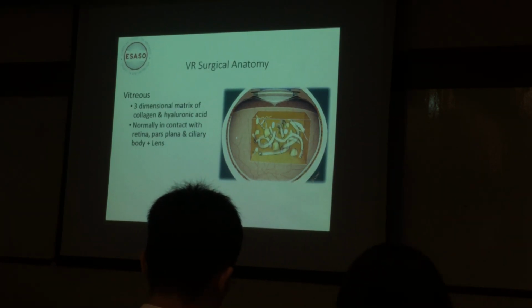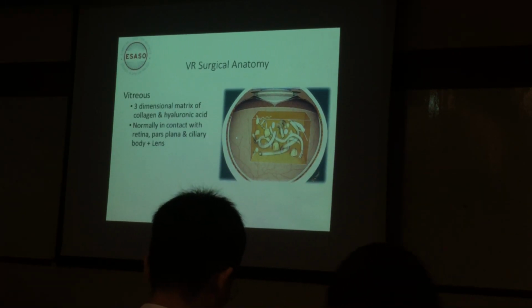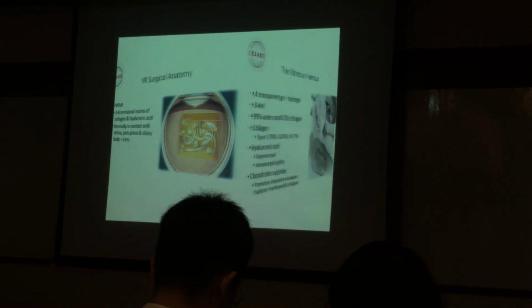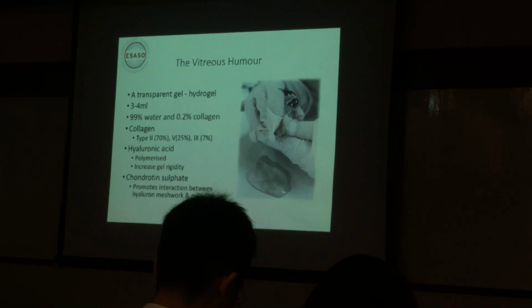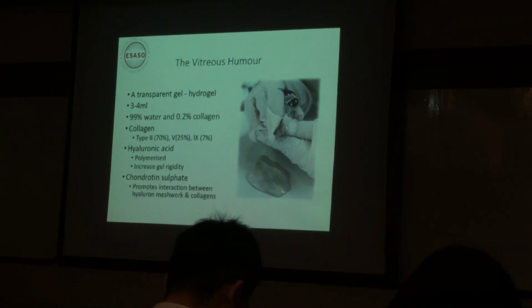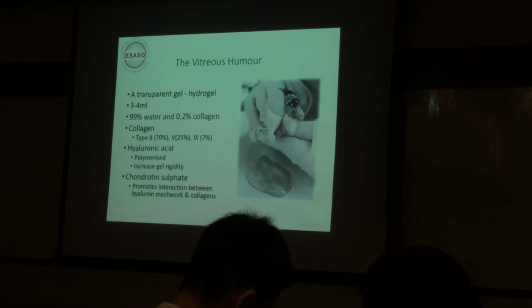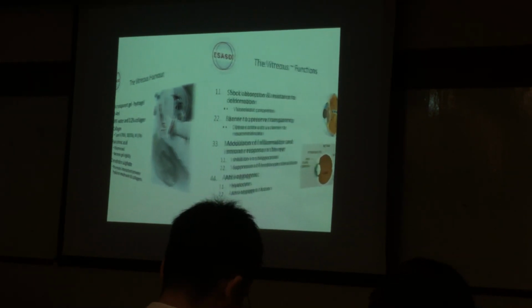So while we all have the vitreous anyway, in disease states, obviously the vitreous can be removed and should be removed to prevent further insult or complications to the retina, because of this relationship. Most of it is water, and the type of collagen, as well as hyaluronic acid and chondroitin sulfate. Type 2 collagen is the most common, 70%. That accounts for the physical property of the vitreous.